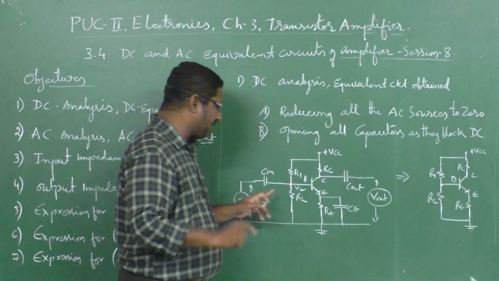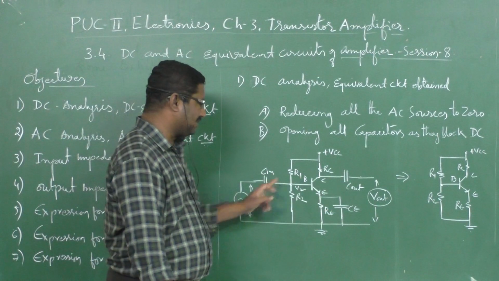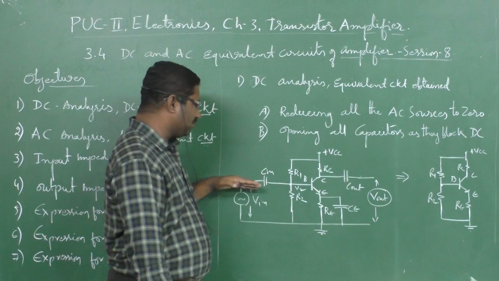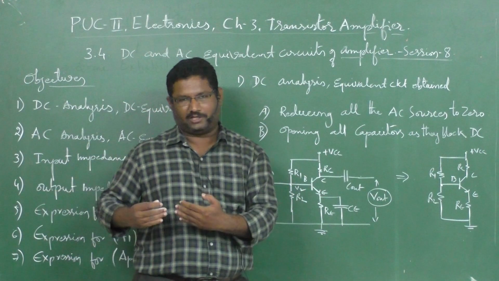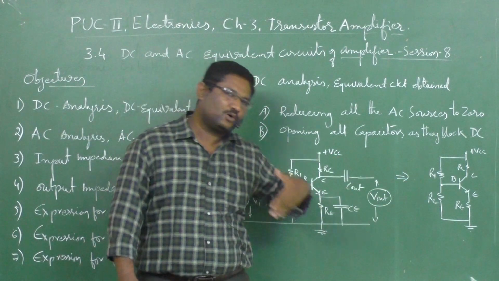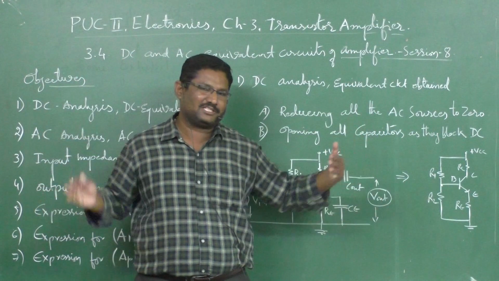I told you yesterday about C in, C out and CE: the input capacitor, output capacitor and bypass capacitor. These 3 capacitors have roles: the input capacitor protects against something coming in, and the output capacitor protects against something coming from outside or going from inside. So input and output are both isolated by C in and C out.